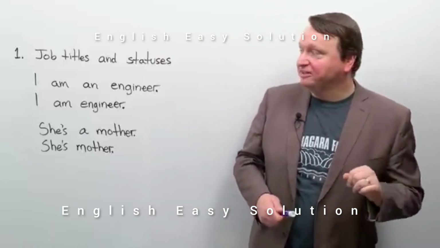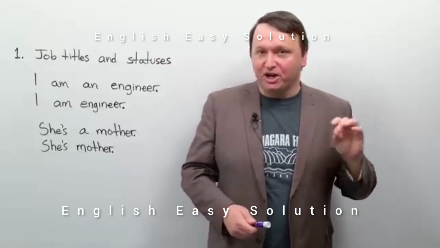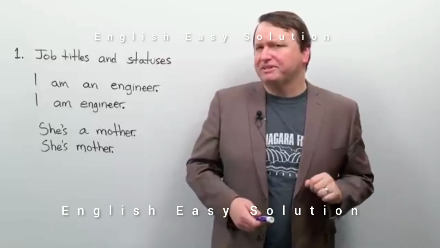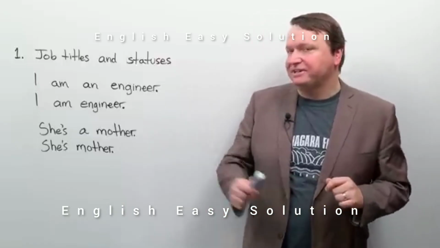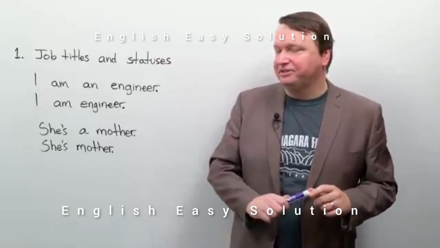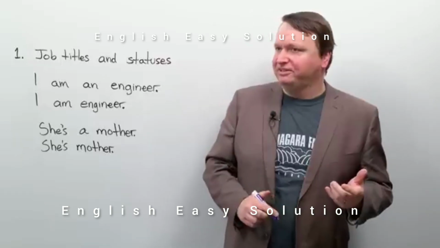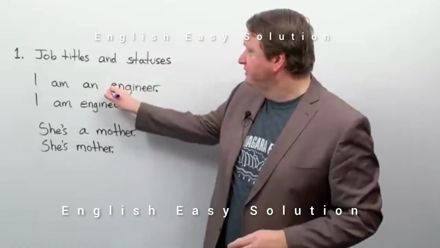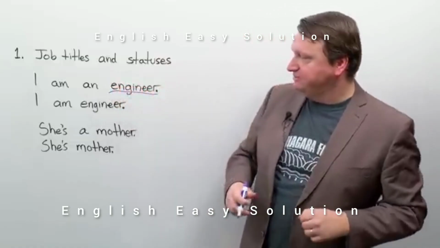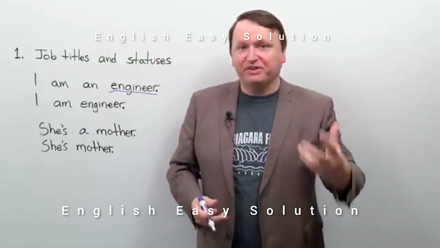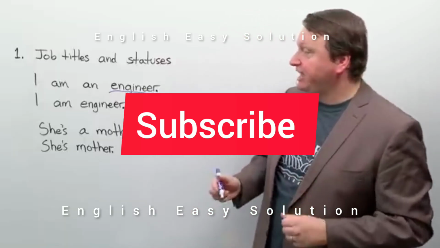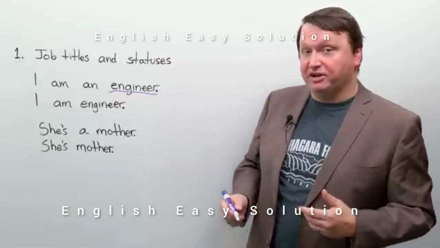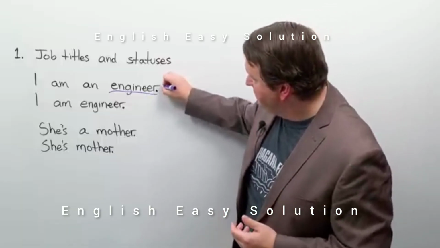So first of all, when you are talking about job titles or statuses, what is the correct form? So I said, I am an engineer or I am engineer. Well, in English, we have a noun here. It's a singular noun. Even though it's a job title, it's a singular noun that is countable. You need an article. So this is correct.